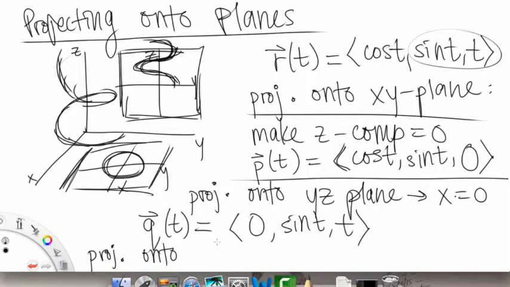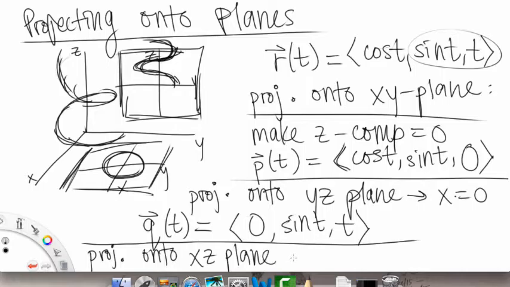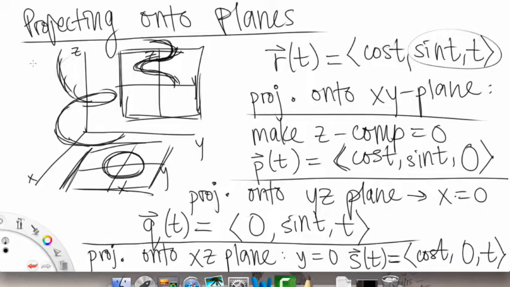onto, here I'll draw a line, okay? So projection onto xz plane. So that means that we want our y component to be 0. So y component is set to 0, and our projection, the vector parameterization for the projection, is going to look like cosine t. And then for y, we're going to set that to 0, and the last component is t. Okay, so on the xz plane, our sidewall over here, let's see what that's going to look like.